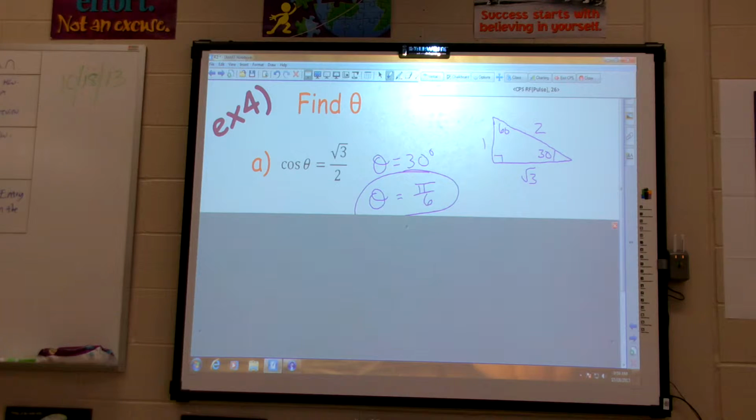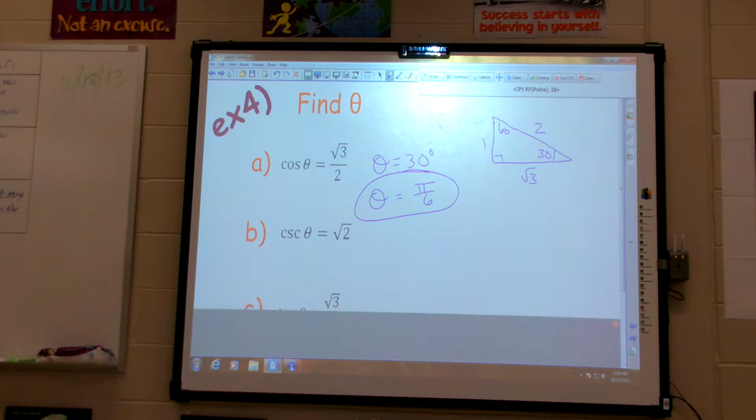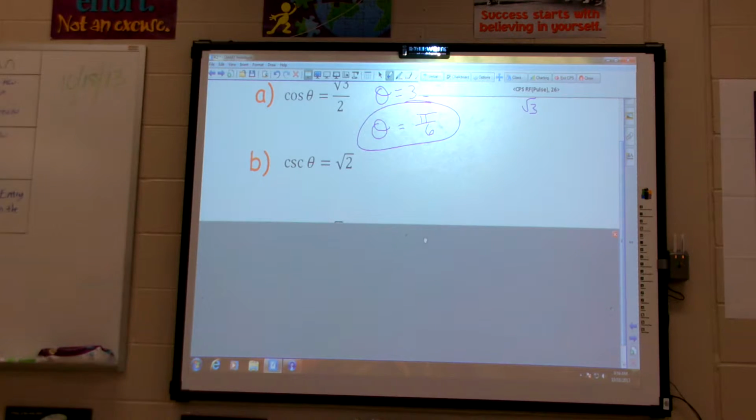So I'm just going backwards. I'm giving you the value, now asking you to find the angle. Do another. Cosecant of theta equals square root of 2.